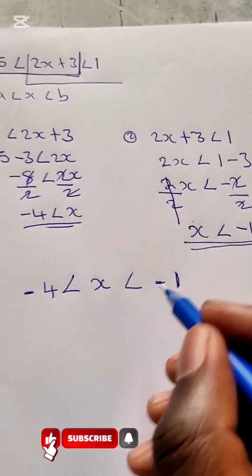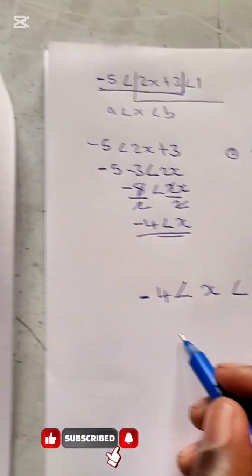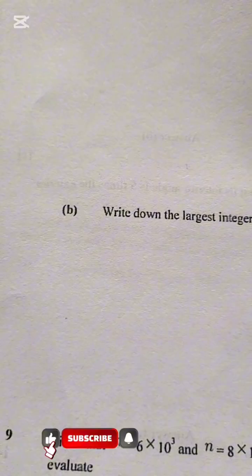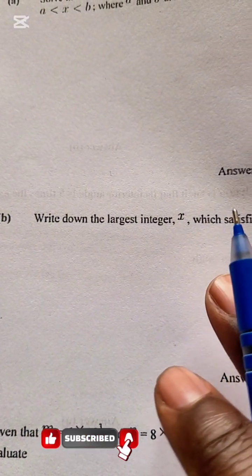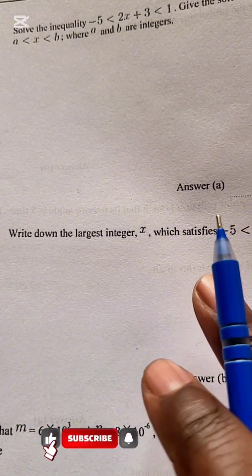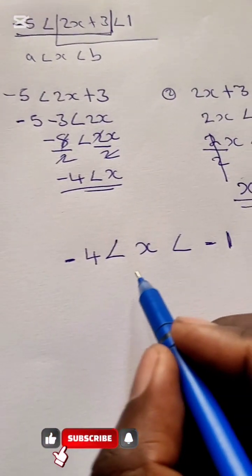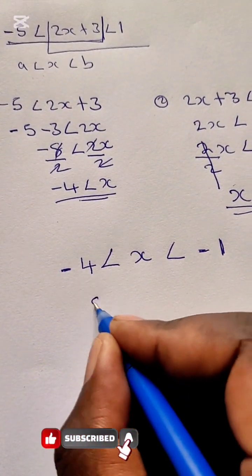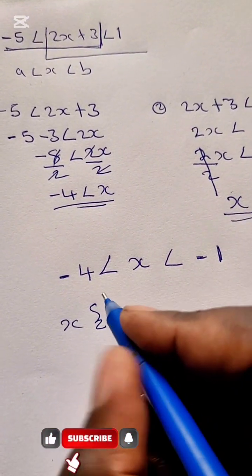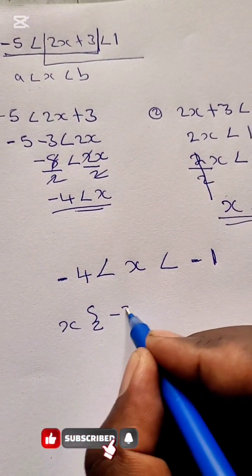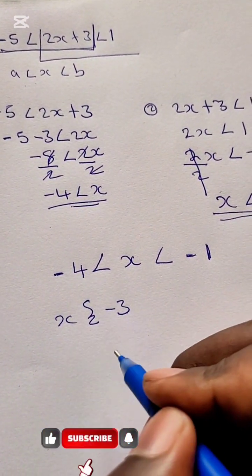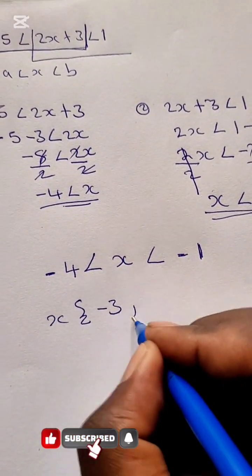Okay, then part B of the question says write down the largest integer x which satisfies the inequality. Largest integer, the largest whole number in the set of x. So in the set of x, it contains negative 3. Negative 4 is not included, and negative 1 is not included. Then negative what?